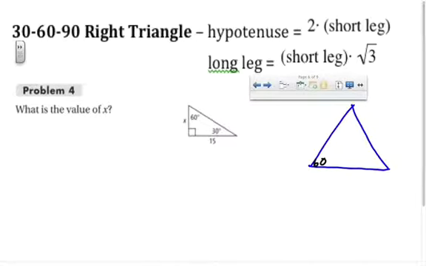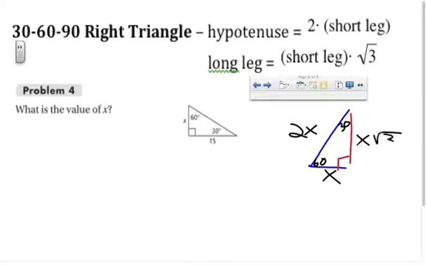So in this equilateral triangle, if I drop an altitude, where of course that's forming a 90-degree angle, now you see our 30, 60, 90 triangle. If this is x, the hypotenuse of it is twice as long, and the long leg is x radical 3.